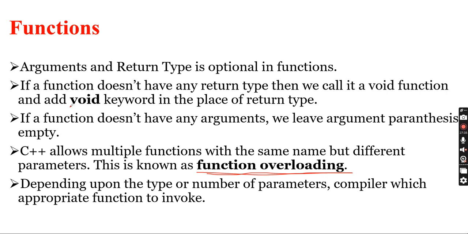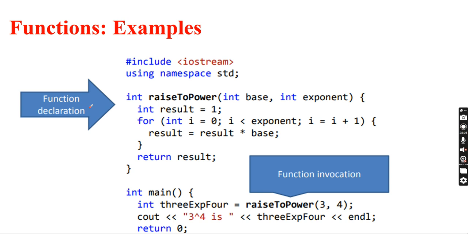If a function doesn't have any return type, we simply add void as the return type to that function. Those are known as void functions. Void is technically not a data type, so you can't declare anything void. But void is a special keyword which can be used in front of a function to declare that this function doesn't have any return type at all.